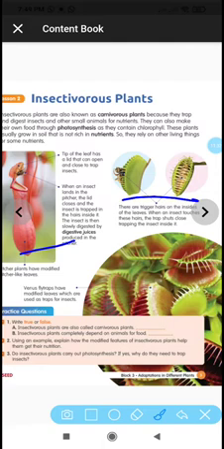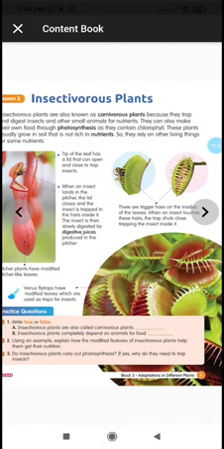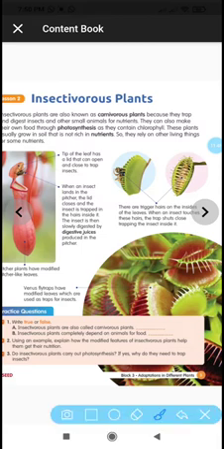Okay, so now we will see what questions are given in your practice book. In the textbook, page 19, some practice questions are there. Answers you can write in the textbook itself, children. The first one is write true or false. Only true or false you can write here. And the first one is: insectivorous plants are also called carnivorous plants.